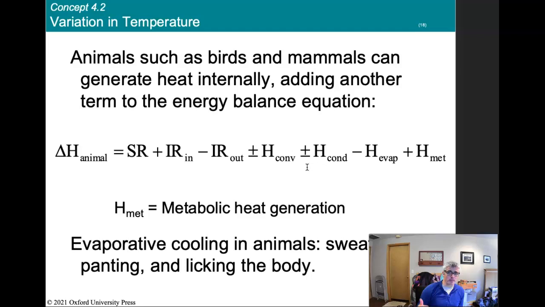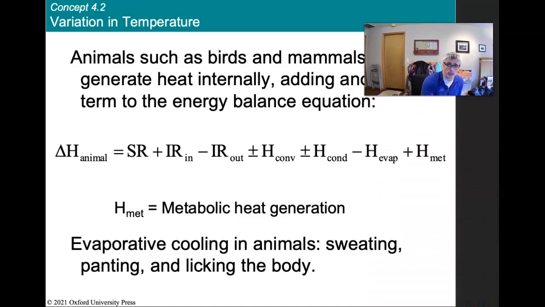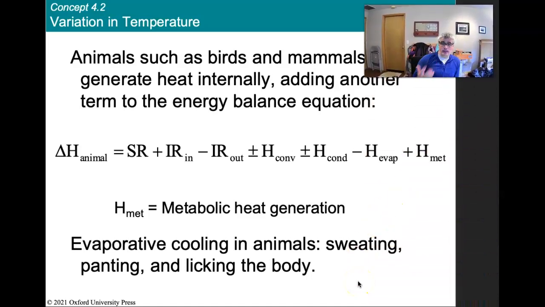If the environment's warmer than the organism, then you have convection and conduction being positive, adding heat to the animal. If it's cold out and the animal's warm, these terms will be negative. The animal will be losing heat via convection and conduction. We can also have loss of heat through evaporation. In this case, sweating is a primary mechanism, as well as panting, like dogs will pant, licking the body, anything like that to have evaporation happen, which will provide a net cooling impact on the animal.